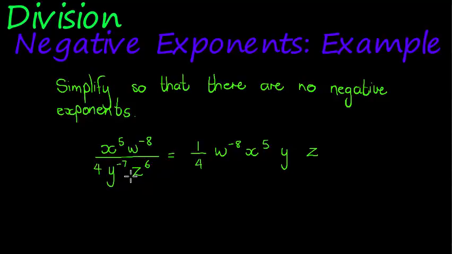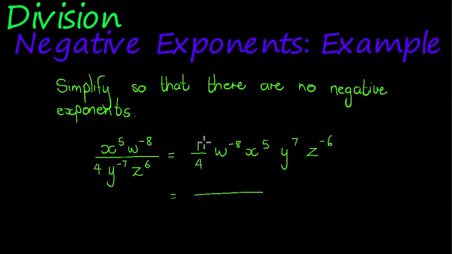So notice what I said. In the denominator, I subtract. So I don't have a negative 7 here, I have a negative of negative 7. That gives me positive 7. After that, I take the z. And again, I subtract the exponents. There's only a z in the denominator, so I subtract it. That's negative 6.